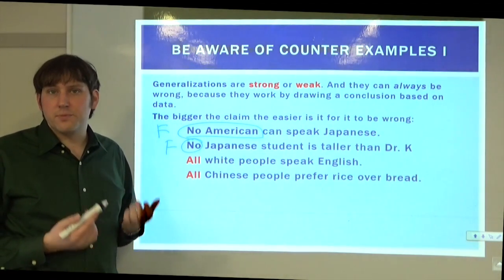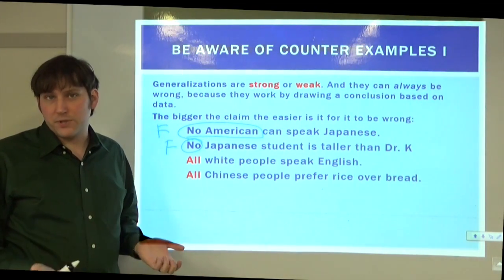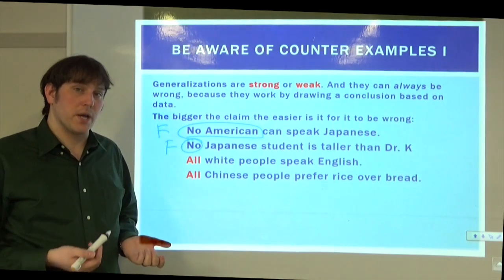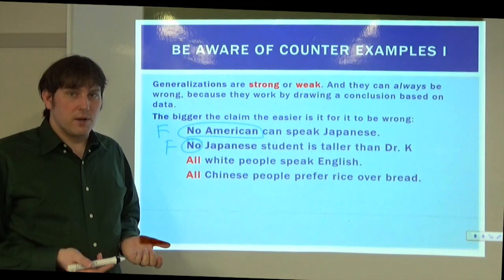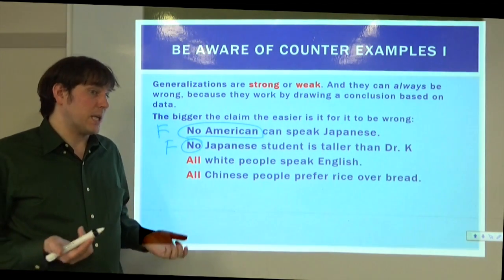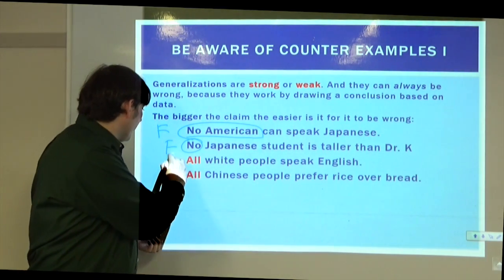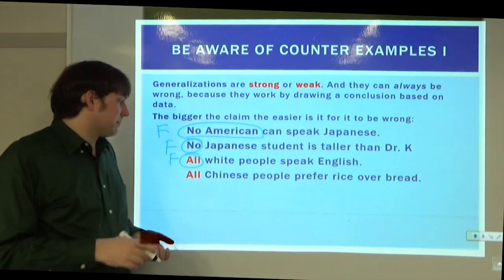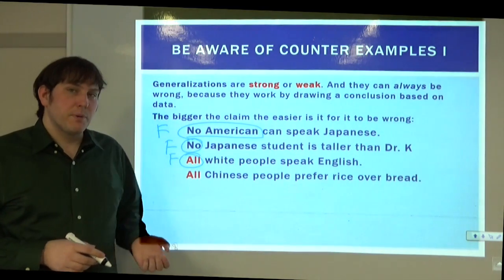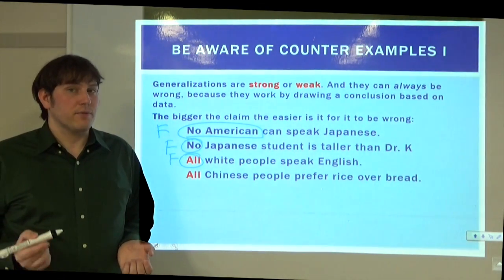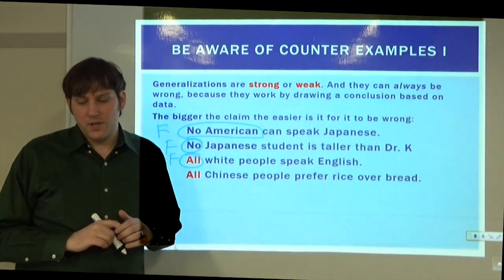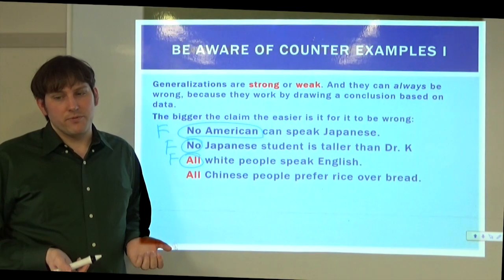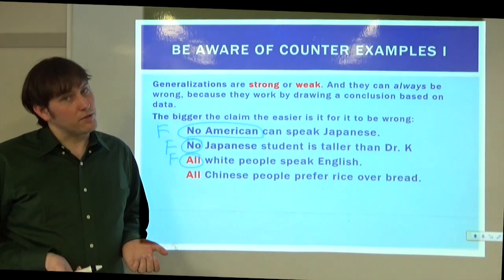All I have to do to disprove this claim is find a white person who does not speak English. So if I find a Frenchman who doesn't speak English, if I find someone from Poland who doesn't speak English, then I have proven this is false. Again, it's an all claim. All Chinese people prefer rice over bread. I just have to find one Chinese person who prefers bread over rice, and I will have shown this claim to be false. I don't think that would be too difficult.